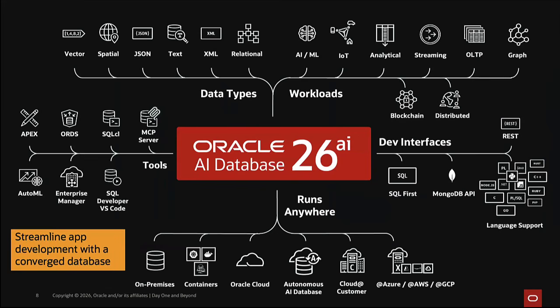So just to recap, the Oracle 26 AI database, we have all these features, all these different data types. Now, the most modern data types that you want to develop your applications in are available in 26 AI database. It's going to support whatever workloads you may have, whether it's AI, machine learning, IoT, analytical, OLTP, whatever workloads you want to run, you can use the 26 AI database to run that.